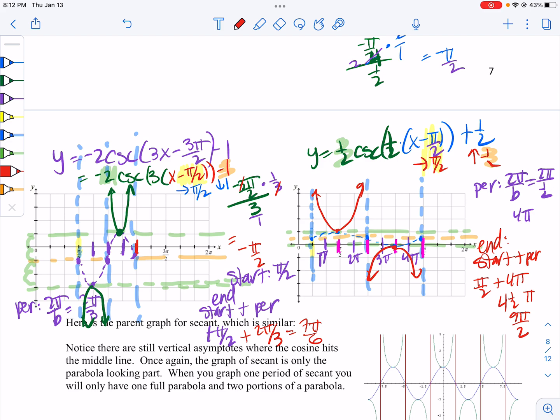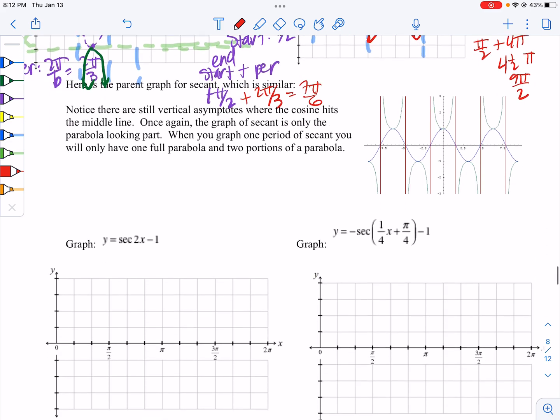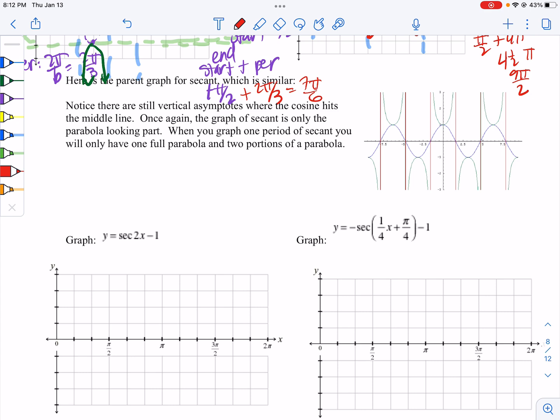Now, that was cosecant. Secant's very much the same except you're doing cosine instead of sine. So notice here our parent graph. This is cosine. The asymptotes are still where it hits the middle, but there's only two middles in cosine. So there's only your two asymptotes. And then if you're just doing one period, it will just show this part of the graph. So you'll end up with a part of a parabola-like shape on these two ends because you don't have this part drawn.